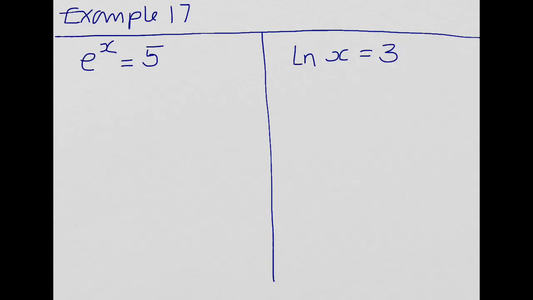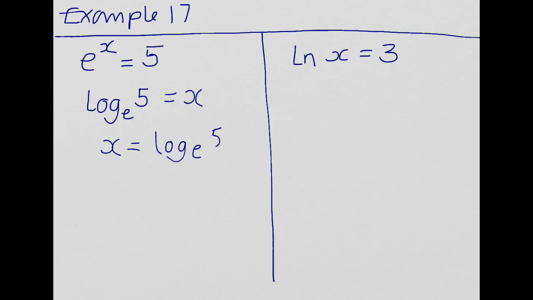So looking at example 17, and the first one here that we're going to look at, when I rewrite this, this is our base, and this here is the exponent. And we've got to think about how we would write this in a logarithmic form. So to remind you, it's log base e of 5 equals x, or how we'd usually write it is x equals log of 5 to the base e.